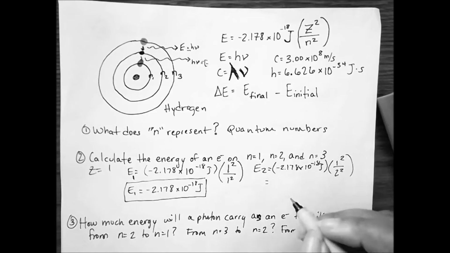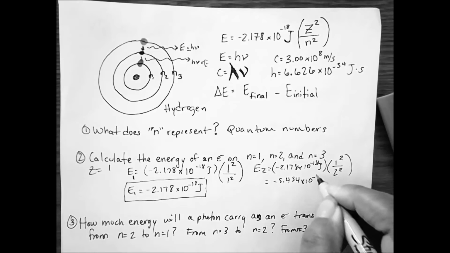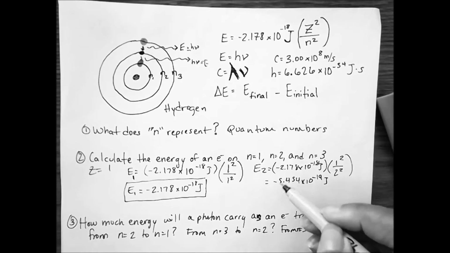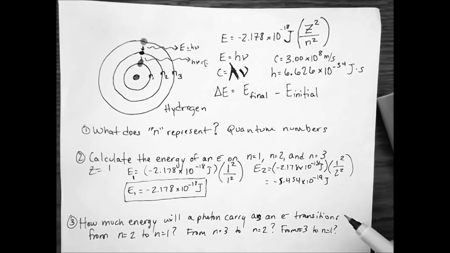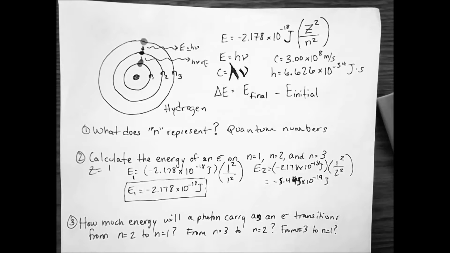Negative 5.445 times 10 to the negative 19th power joules.